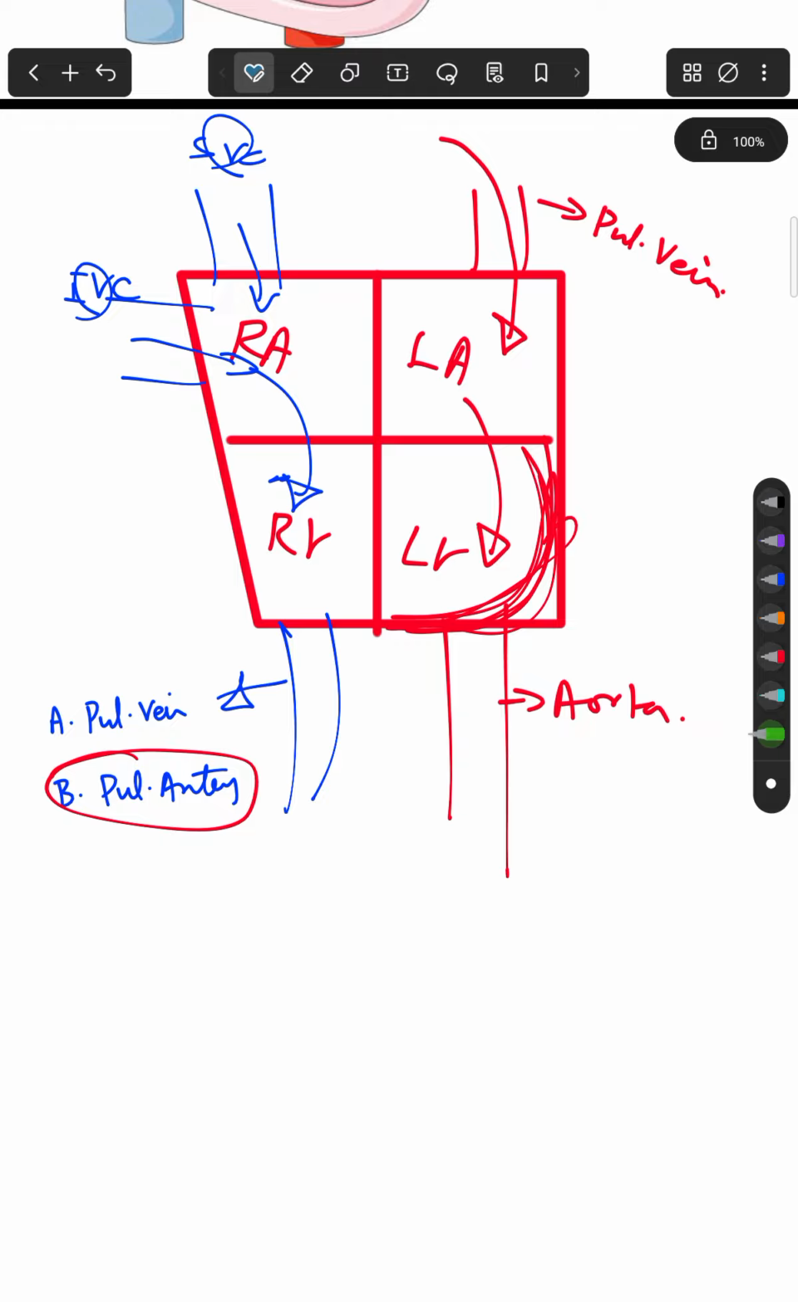We have 4 valves. We have a valve that separates the right atrium from the right ventricle. This is called the tricuspid valve. We have a valve that separates the left atrium from the left ventricle. This is called the mitral valve.